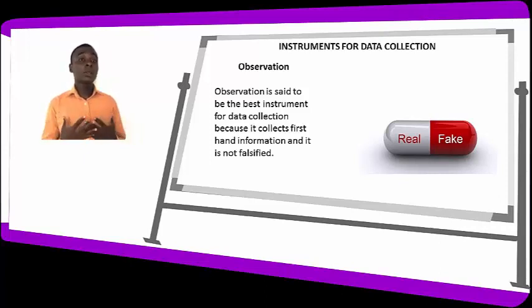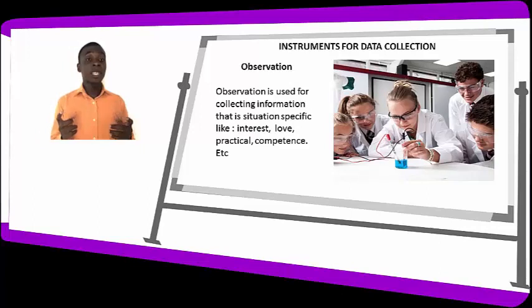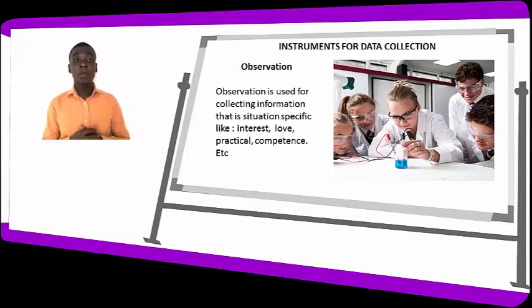So that is why observation is one of the best instruments to be used, rather than maybe a questionnaire. You know, in a questionnaire somebody might just tick whatever and give the information to you, and you'll be calculating and analyzing information that is false. But observation is a very good tool. Observation is used for collecting information that is situation specific, like interest, like love, like practical, like competencies. So if you want to measure interest, observe love, practical observation, or you want to observe the competency of somebody in doing something, you use observation. Observation is one good method that you can use.